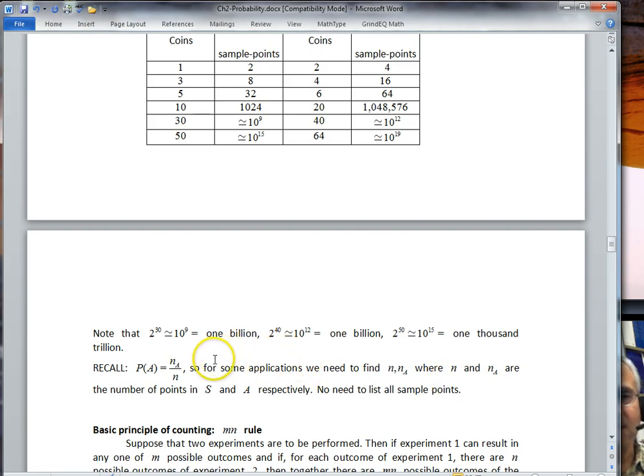1,000 trillion if I get 2 to the power 50. So the probability of A would be NA over N. So for some applications we need to find N and NA without having to compute the total number of points in S and A respectively, because that would be really too many of them here.